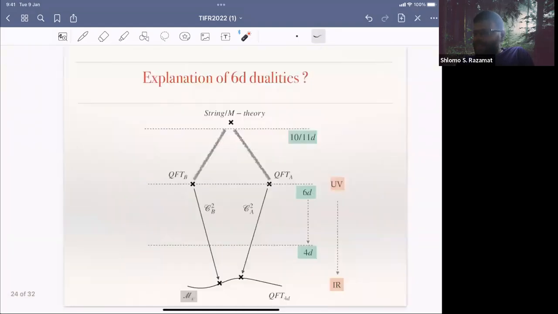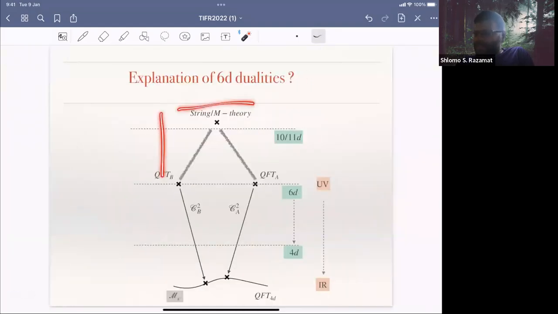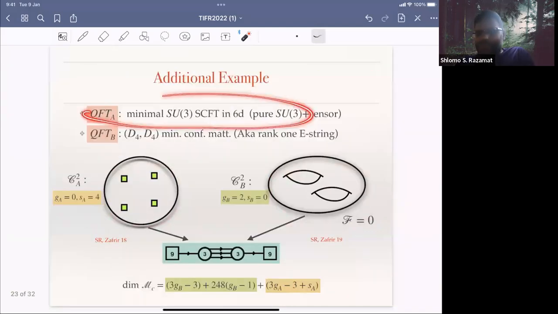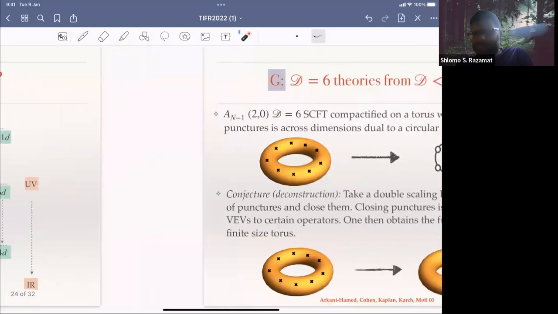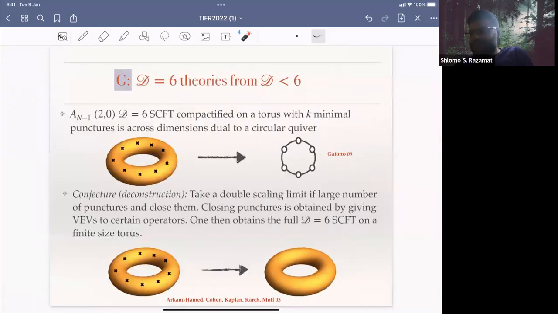Okay. And again, I think the way to understand this type of 6D dualities is to embed them in string theory. There are geometric constructions of these QFTs in 6D. And maybe by manipulating these geometries in string theory, F theory, or whatnot, maybe you can derive these types of dualities. Okay, this is again something to be done. So I'm severely over time, so let me go over this last point very quickly.